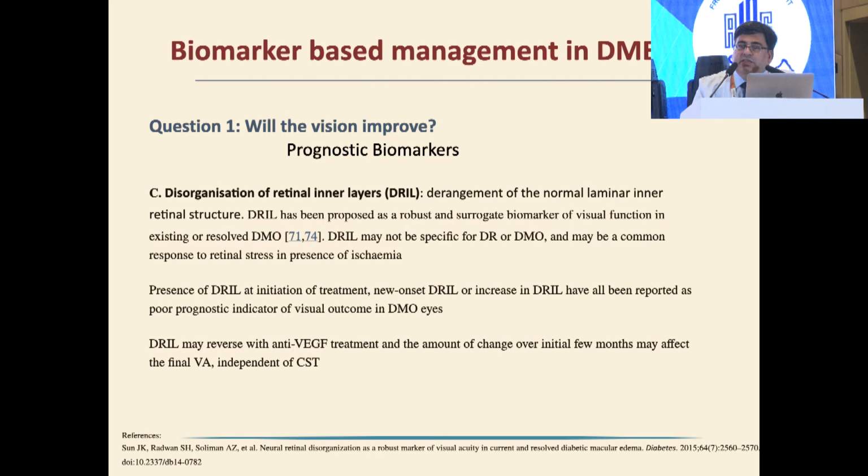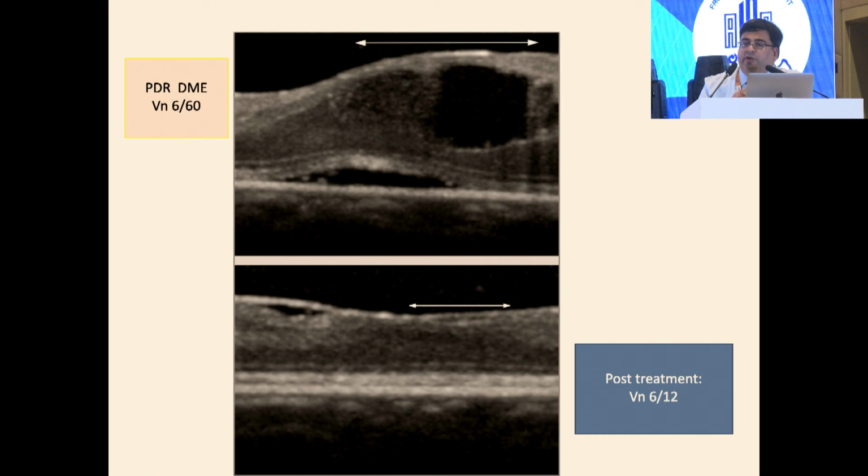Last is disorganization of retinal inner layers, which is basically where the inner retinal layers lose their differentiation, where now in this zone, you cannot really differentiate which is the nerve fiber layer, which is the inner plexiform layer. You lose that differentiation. And once that happens, that's a sign of poor prognostic marker. Though studies have shown that with treatment, some amount of reversal can also happen.